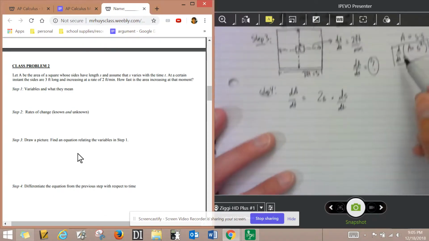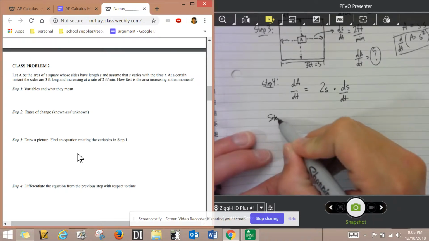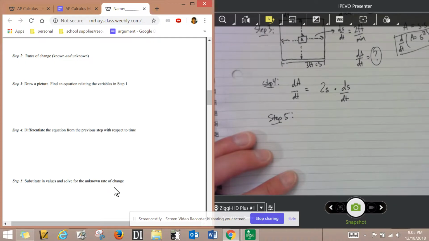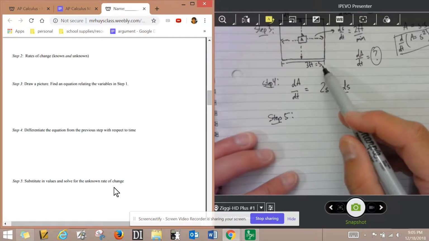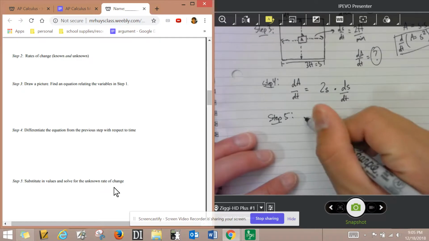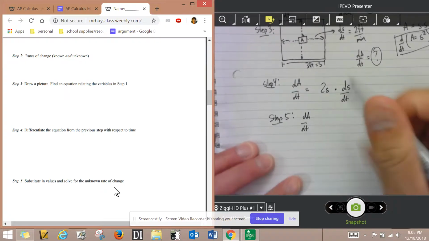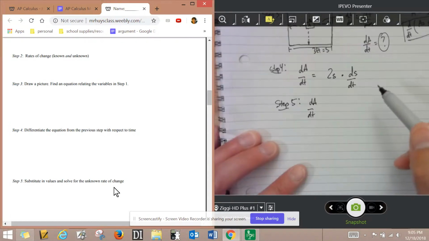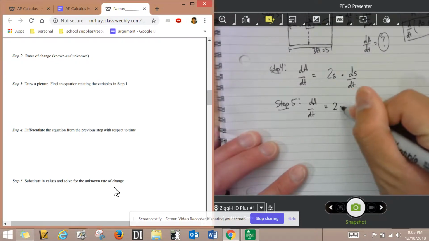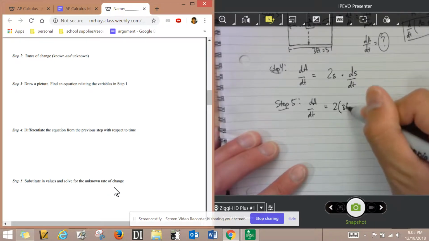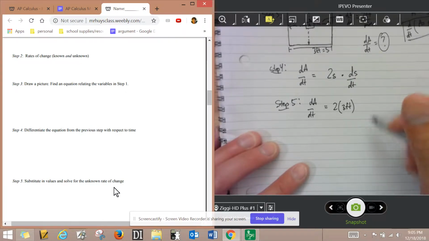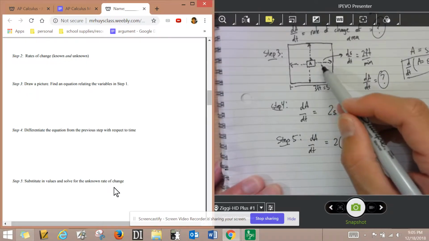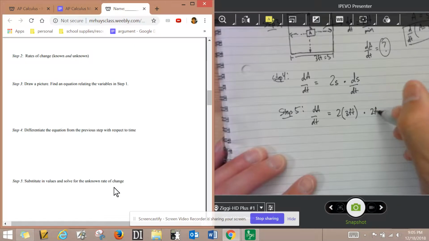And then the final step, you substitute in values. Like I said, I know that S was equal to 3 feet. I'm trying to solve for dA over dt. We established that in step 2, that dA over dt is what we're trying to solve for. And we're looking at when S is equal to 3 feet, and the rate at which the side is expanding is 2 feet per minute.